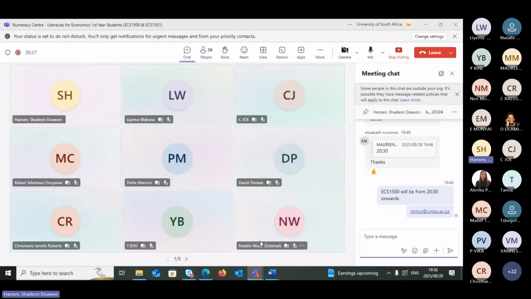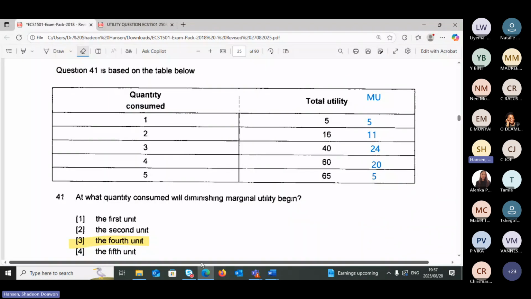All right. Now let's continue with question 41. We were given the quantity consumed over here, and we were given the total utilities over here. The question says, at which quantity consumed will diminishing marginal utility begin?